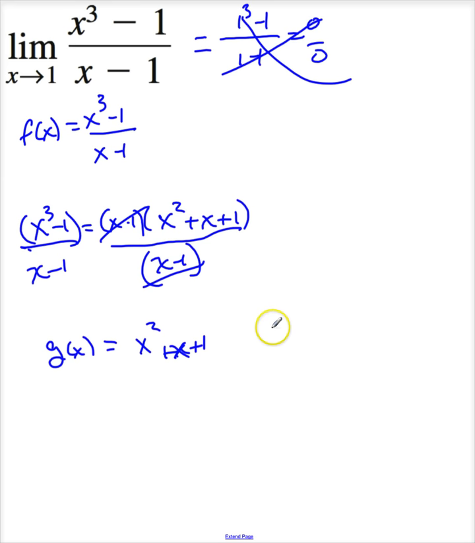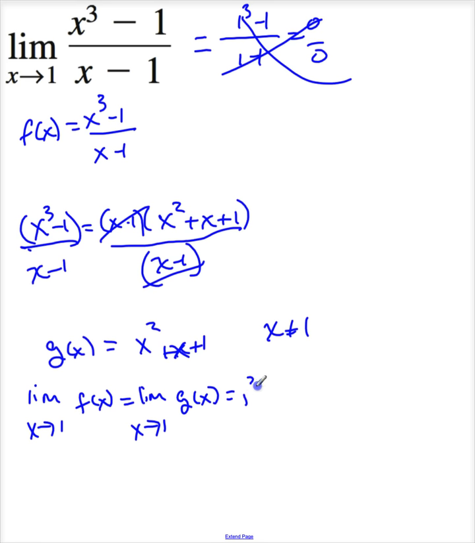All right, so now I have two functions that are equivalent at every point except x equal 1. So I can now conclude that the limit as x approaches 1 of f of x is the same as the limit as x approaches 1 of g of x, which is 1 squared plus 1 plus 1, or 3. So I'm done.